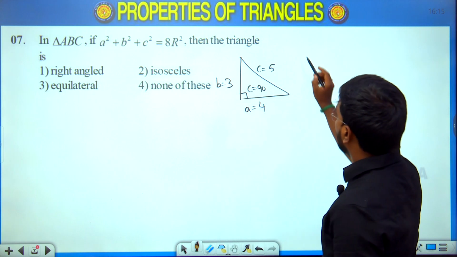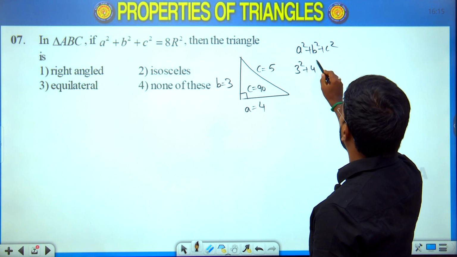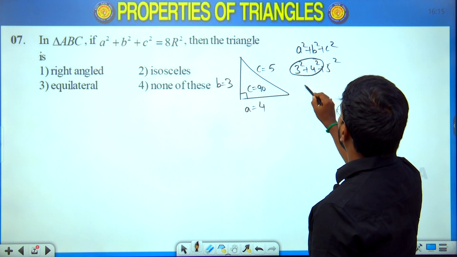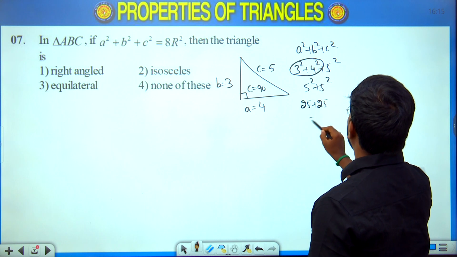Let us verify it. So, what is our left hand side? a square plus b square plus c square equals 3 square, 4 square, and here we have 5 square. 3 square plus 4 square is 5 square again, 5 square plus 5 square, 25 plus 25, it is what? 50.